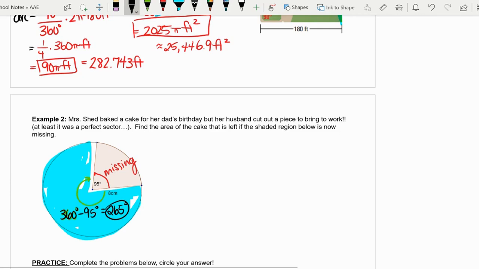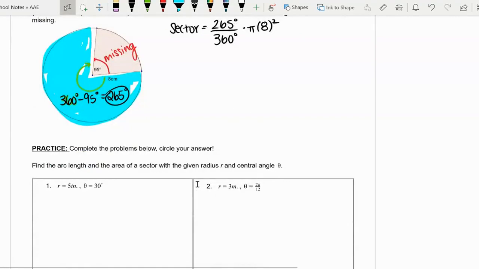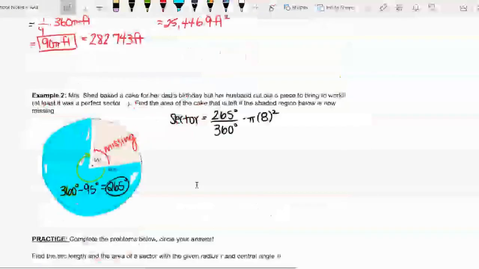So that's the angle that we should be using, since we want the area of the cake left. So I'll just write out to start our sector. We're going to use 265 divided by 360 times pi radius squared. So you guys can simplify that to go through. All right, so you guys are going to try out the rest of these for practice.